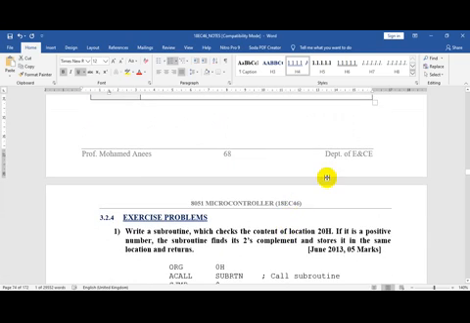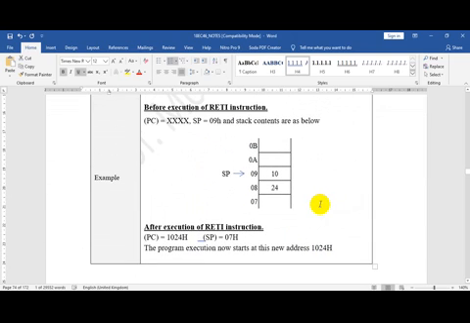Next we are left with the exercise problems, where we have to write programs on advanced concepts. Thank you.